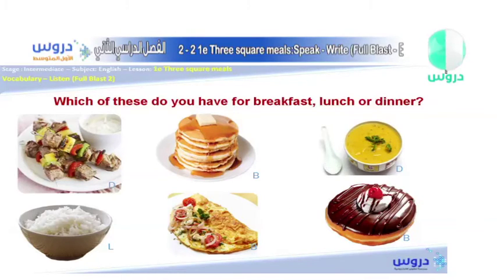Okay, so we are done with these six, of course. We have mentioned, for example, kebab, we can have it for lunch or also for dinner, and rice for lunch. For breakfast, we can have pancakes, omelette, and of course, donuts. Also, we can have soup for dinner.